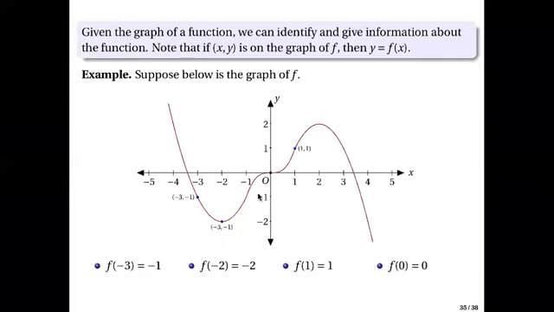f of 0 equals 0 because that's your origin. So f of 0 equals 0. Again, f of 0 equals 0 because you're on the origin also. It's the same, but this 0 here is the y coordinate of the origin.